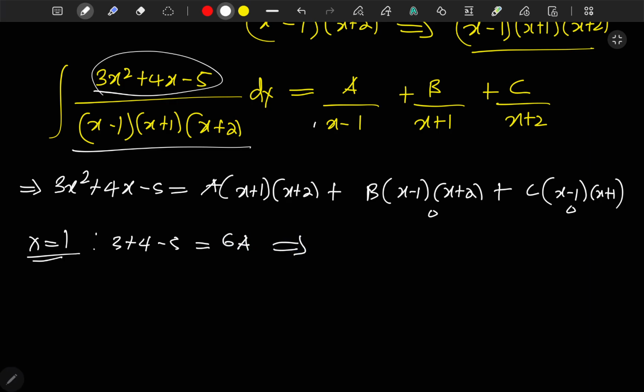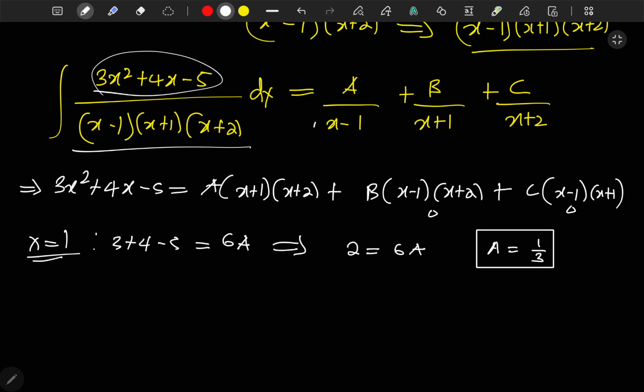So what do I get on the left? 3 plus 4 is 7, and 7 minus 5 is 2. So you have 2 equal to 6A. This will give us A equal to 2 over 6, which can be reduced to 1 over 3. This is our A.